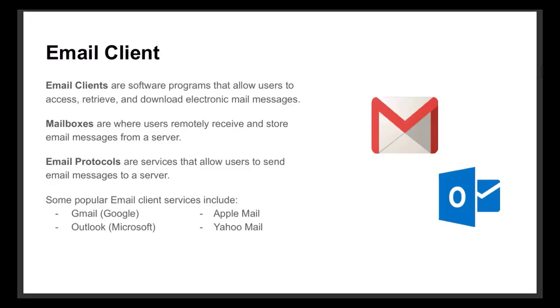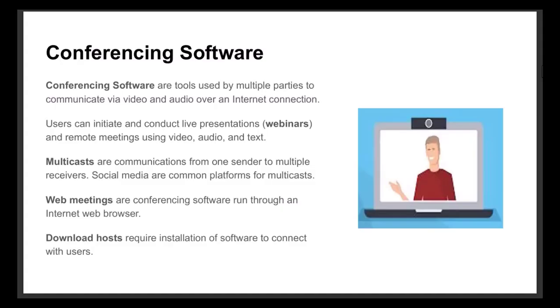Another type of collaborative software is conferencing software. Conferencing software became very popular during COVID. It was a type of software application that became popular because it allowed multiple users to work in an audio and video format. Conferencing software allows users to create live presentations. We call these webinars. And this allows a single user to act as a host. As the host, we can invite other users to participate in our webinar presentations.